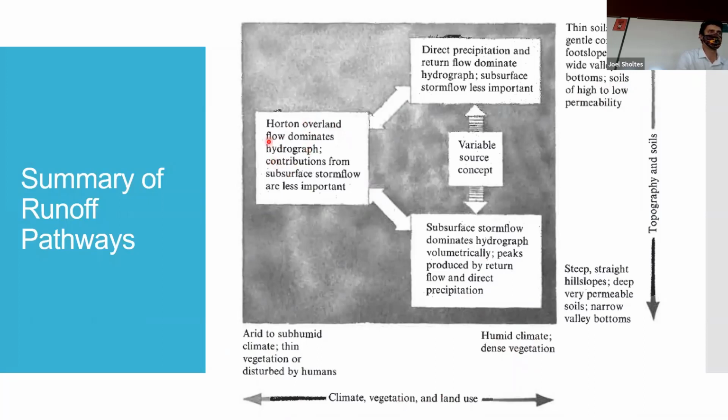And so if we're in this area, we could see that Horton flow, this is the infiltration excess flow, is going to contribute to storm flow. So this overland flow is going to be more important in arid areas with a mix of steep, deep soils or thin, shallow soils. Over here, we have direct precipitation and return flow is going to dominate. And then down here, subsurface storm flow will dominate. So there's a lot of factors from topography to soil depth to the climate and vegetation cover that influence the runoff pathways.